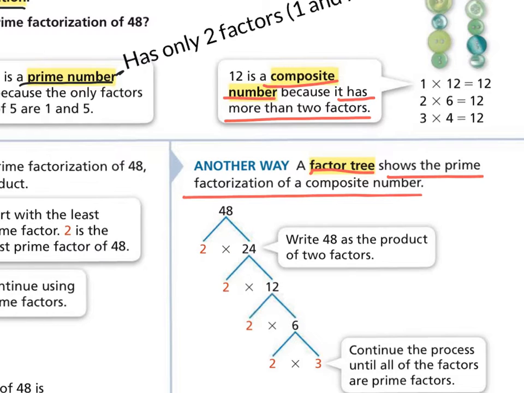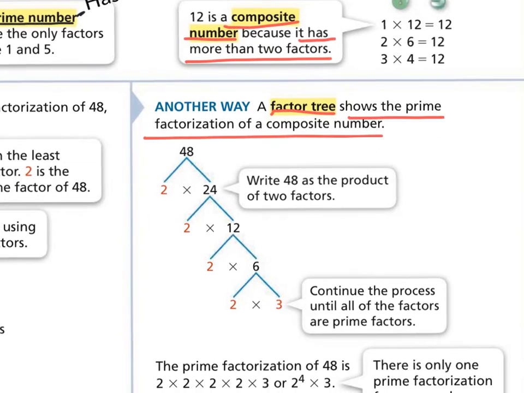So a factor tree shows the prime factorization of a composite number. Factor trees can look different for the same number, just depending how you break the number down. So 48 here, the book said, oh, 48's an even number. Let's say it's 2 times 24. 24 is an even number. That's 2 times 12. 12 is an even number. That's 2 times 6. 6 is an even number. That's 2 times 3. So that's that factor tree.